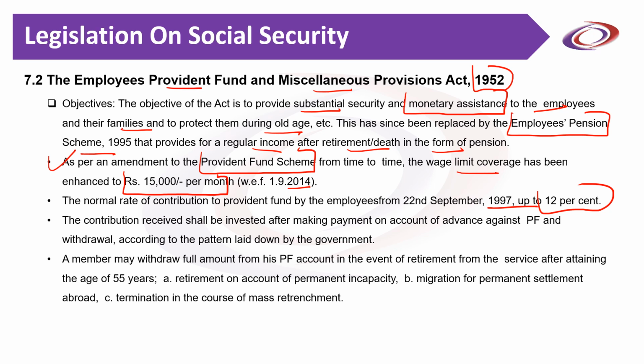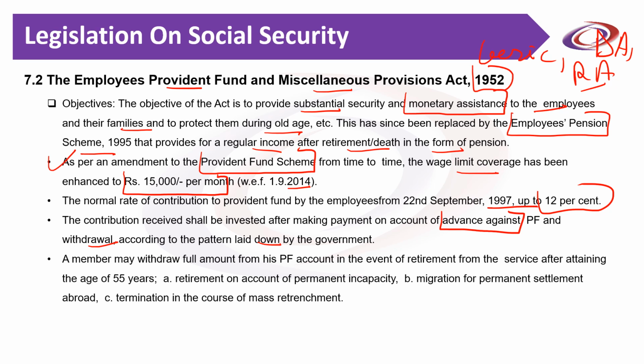So, it has been raised. Earlier, it was 8.33%, then revised to 10. Now it is 12. The term wages will include the basic pay that is given, dearness allowance, as well as the retaining allowance if any. The contribution received shall be invested after making payment on account of the advance against PF and withdrawal. It is according to the pattern that is laid down by the government under the scheme.